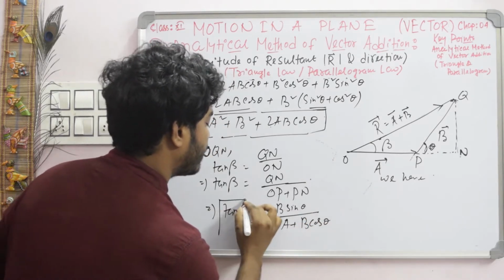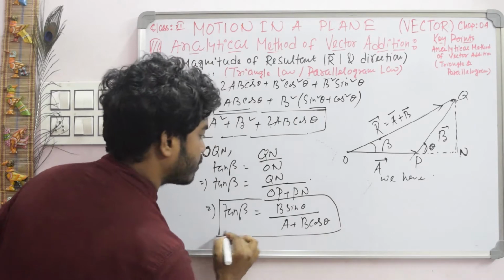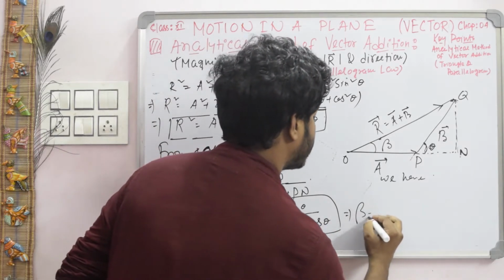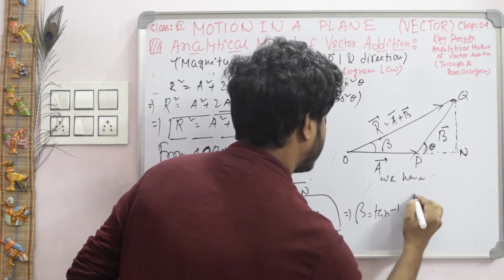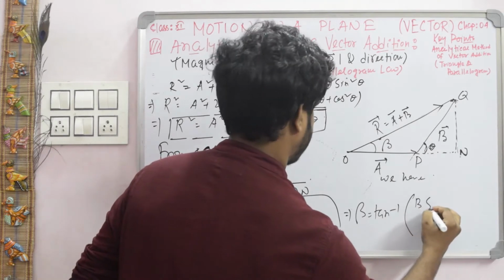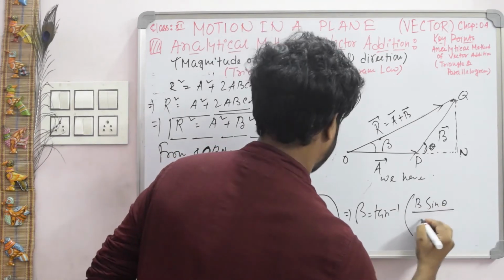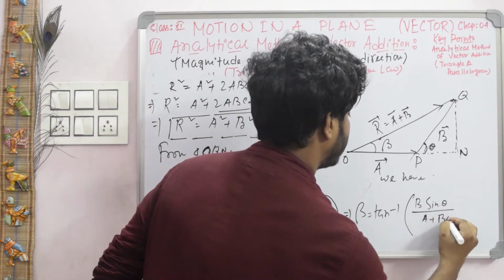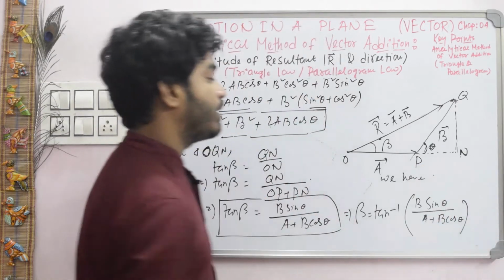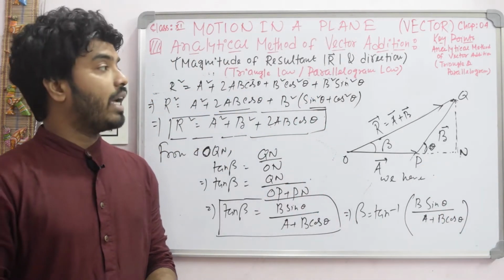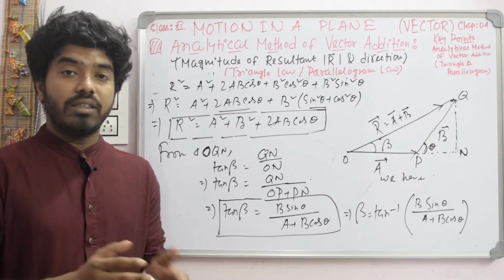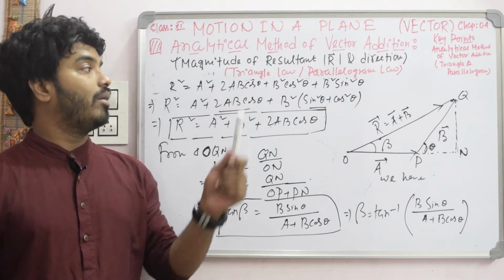So this tan beta gives the direction. So what will be the value of beta? Beta is equal to tan inverse of B sin theta divided by A plus B cos theta. This is our expression. Okay, and in this derivation, we just explained with the help of the triangle law.